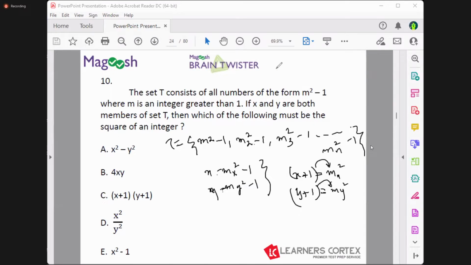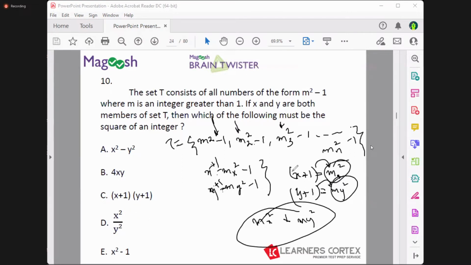Since x and y are parts of set T, and every number is represented by m squared minus 1, what we can do is add 1 to both sides, and then this becomes perfect squares. Now if you multiply the square of one integer with the square of another integer, the result would also be a perfect square. Now this is this value and this is this value. So this is the option which would actually yield a perfect square. Anyone who has not understood this part?